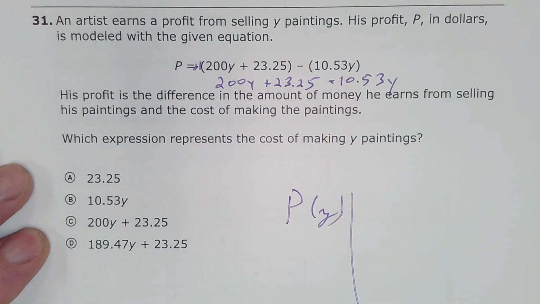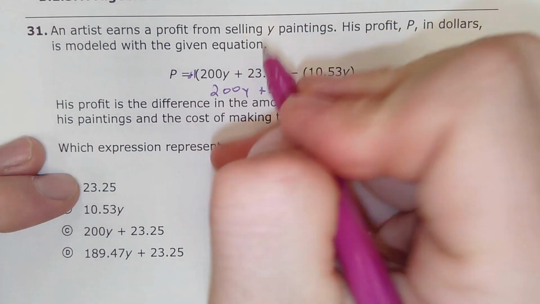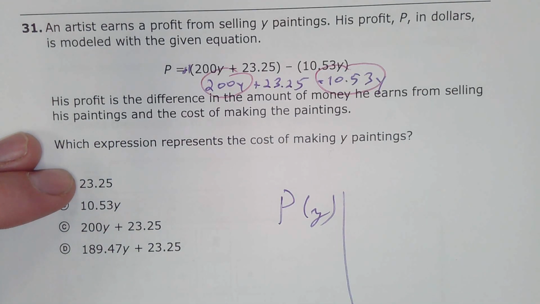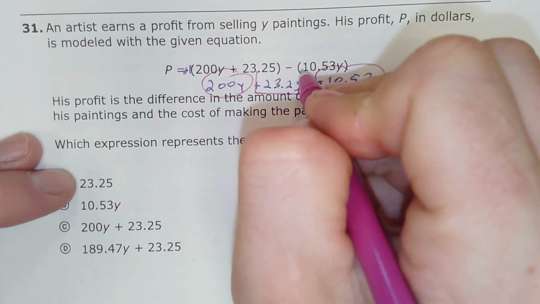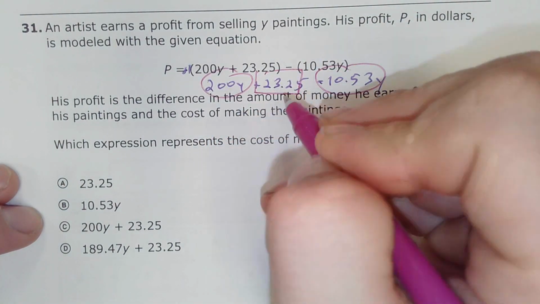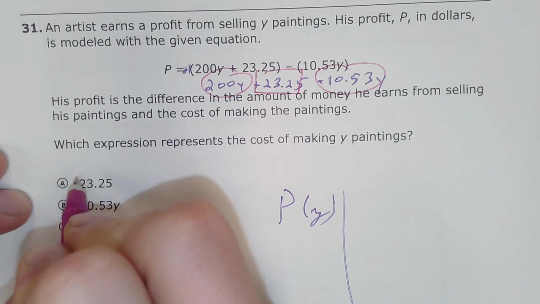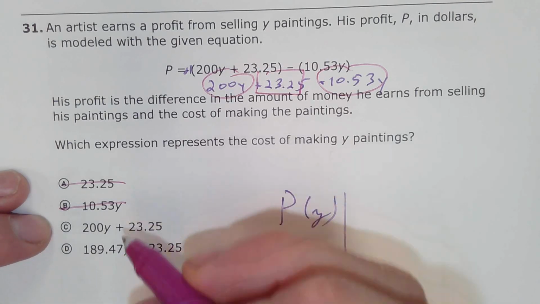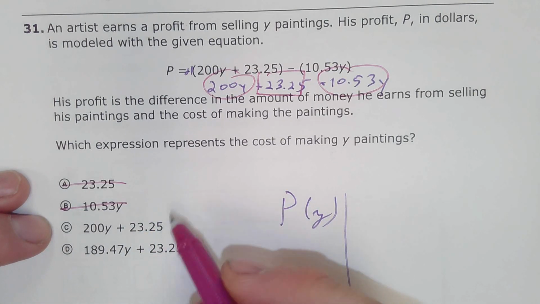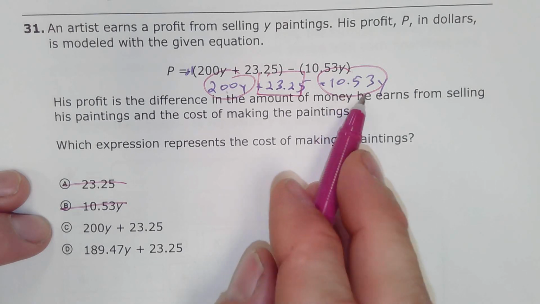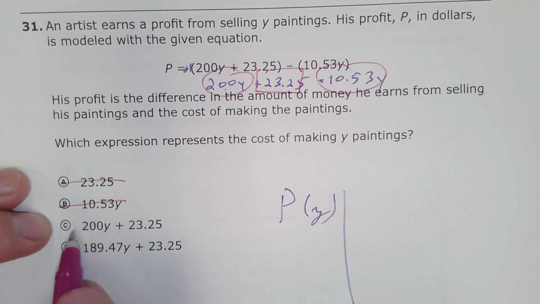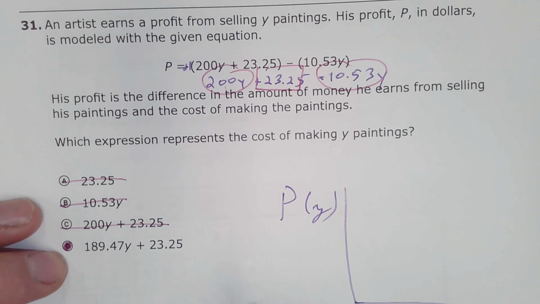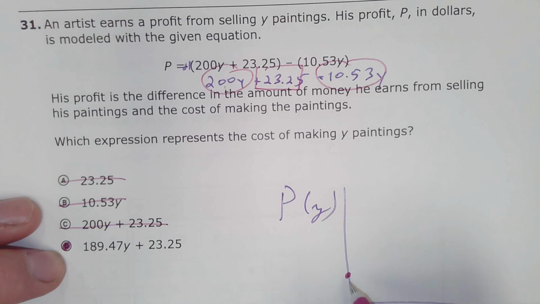Right, so my y values are right here, and those are the only terms that are alike, so I can combine those. And then my constant is all by itself, so I need a y value and a constant. That eliminates this one, and that one, because this one doesn't have both a y value and a constant, so it leaves me with this one and this one. Well, this is 200y minus 10.53, so it's going to be something less than 200y, so it's got to be that.